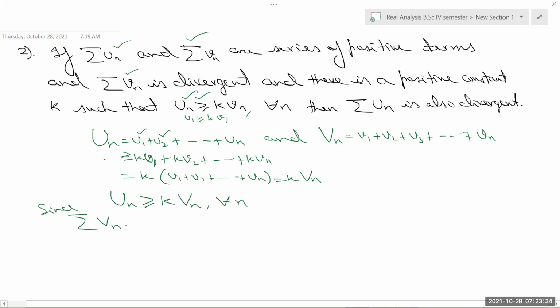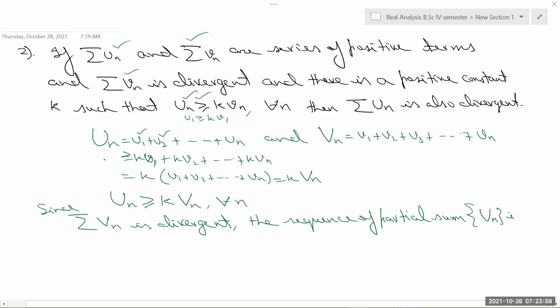Now since this series Vn is divergent and this one is a series of positive terms, this implies that its SOPS, the sequence of partial sums, say capital Vn, is divergent.